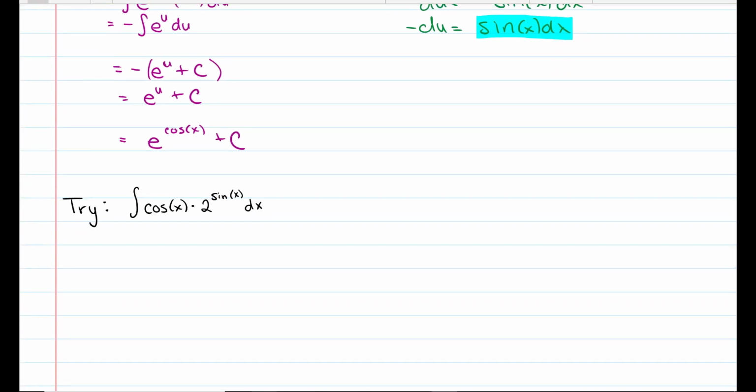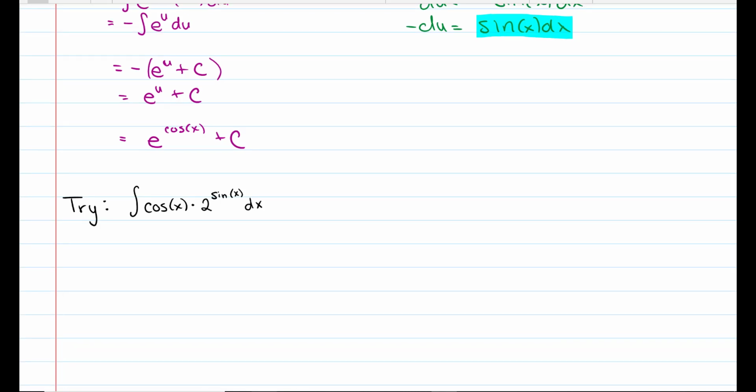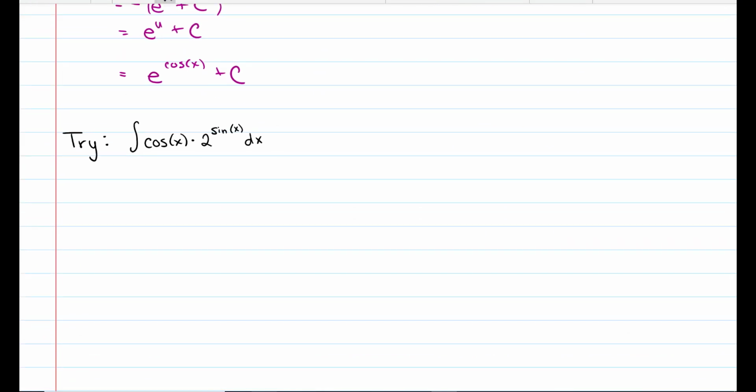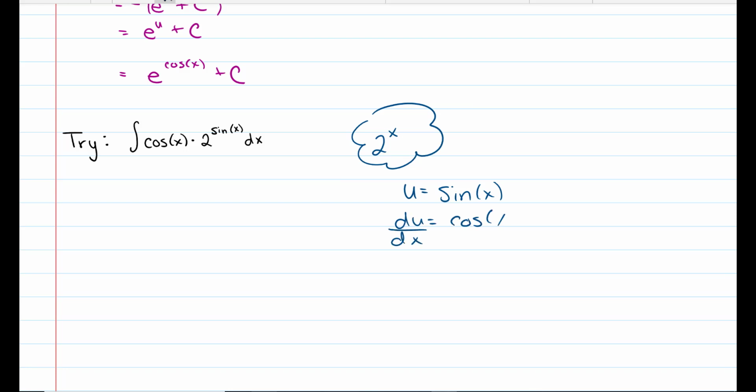Now on your own, I want you to try to integrate cosine of x times 2 to the power of sine of x dx. So on your own right now, give that a try. All right, let's see what we get. I know the derivative of 2 to the x, so if I can make my integral look something like that, I'll be in good shape. So I'm going to let u equal sine of x. So du dx is cosine of x. Then I'm going to multiply both sides by dx, and I get du is equal to cosine of x dx.